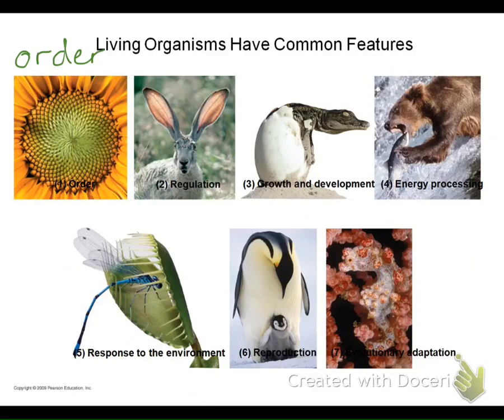Regulation, you see this, it's a hare, but you see how large his ears are? That actually helps him regulate his heat. He can either dilate or constrict his blood vessels to either warm up or cool off, depending on what he needs to do, all right? We also think of living organisms as growing, making cells undergoing mitosis and making more cells. A child develops from an infant to a toddler to a teenager, all right? Energy processing.